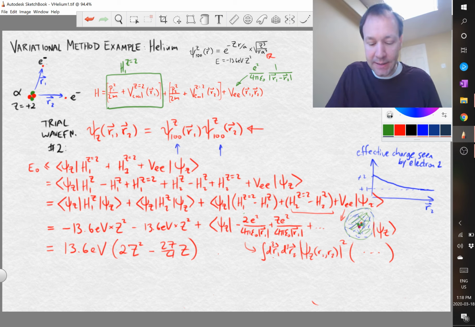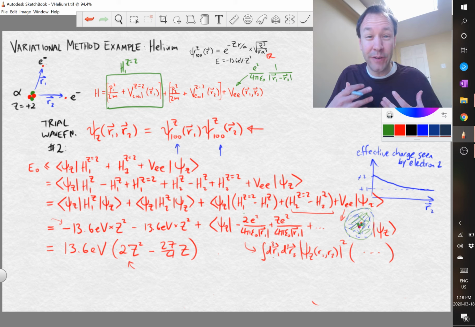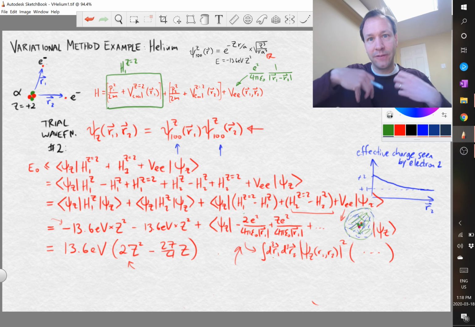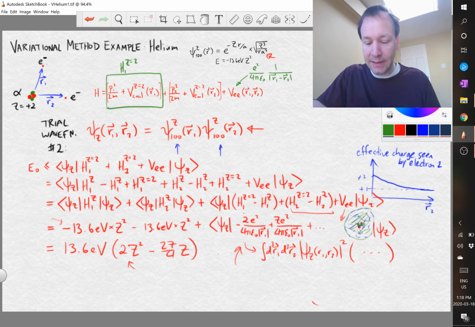The reason is that, so why is there a plus 2z squared? It looks like from the previous line, there's a minus 2z squared. But the reason here is that in the second term, there are actually contributions that cancel those first ones and actually reverse the sign. So if you take the sum of all of the contributions from all of these terms, you actually end up getting 13.6 electron volts times a plus 2z squared, and then a minus 27 over 4 z.